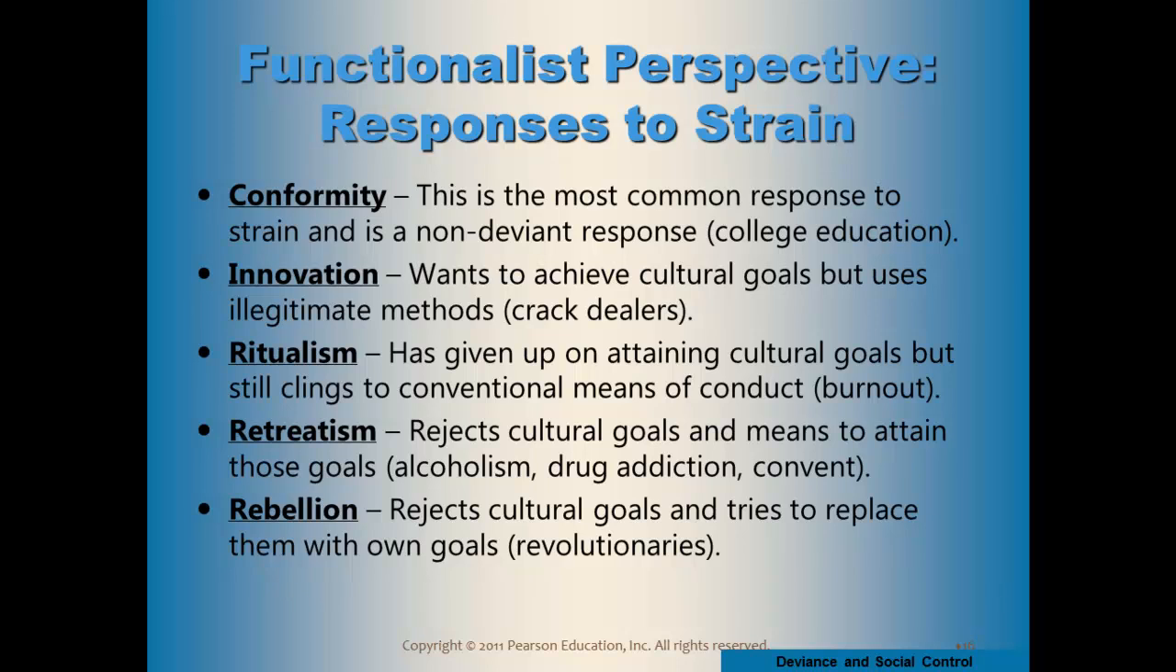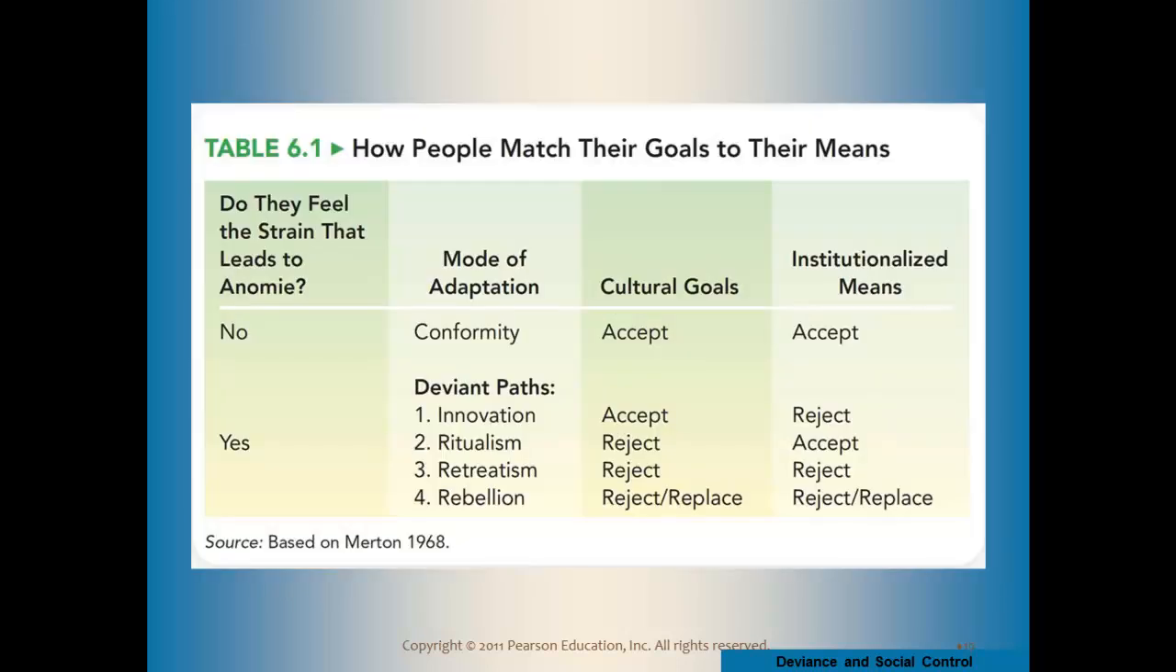And finally, rebellion, which is where cultural goals are rejected, and there's an effort to replace them with one's own goals. These are the revolutionaries that are in society from time to time. So this is an interesting table from the text based on Merton's 1968 work that shows how each of these modes of adaptation to role strain compare to each other in terms of whether they accept or reject cultural goals and the institutional means to access those goals.